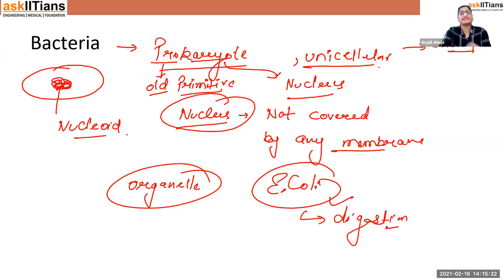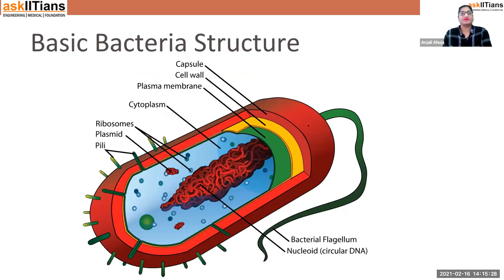Now, the next thing that we have to understand is a little bit of information about the bacteria structure. If you look at this structure, this is like a typical bacteria. As I told you, nuclear material, which we generally call the DNA, is present just like that. It's not covered up by any membrane. We call it the nucleoid, which is nothing but a circular DNA. Now, a bacteria also has a structure which helps in movement, like when a bacteria is moving from one place to another. We call it the flagellum.